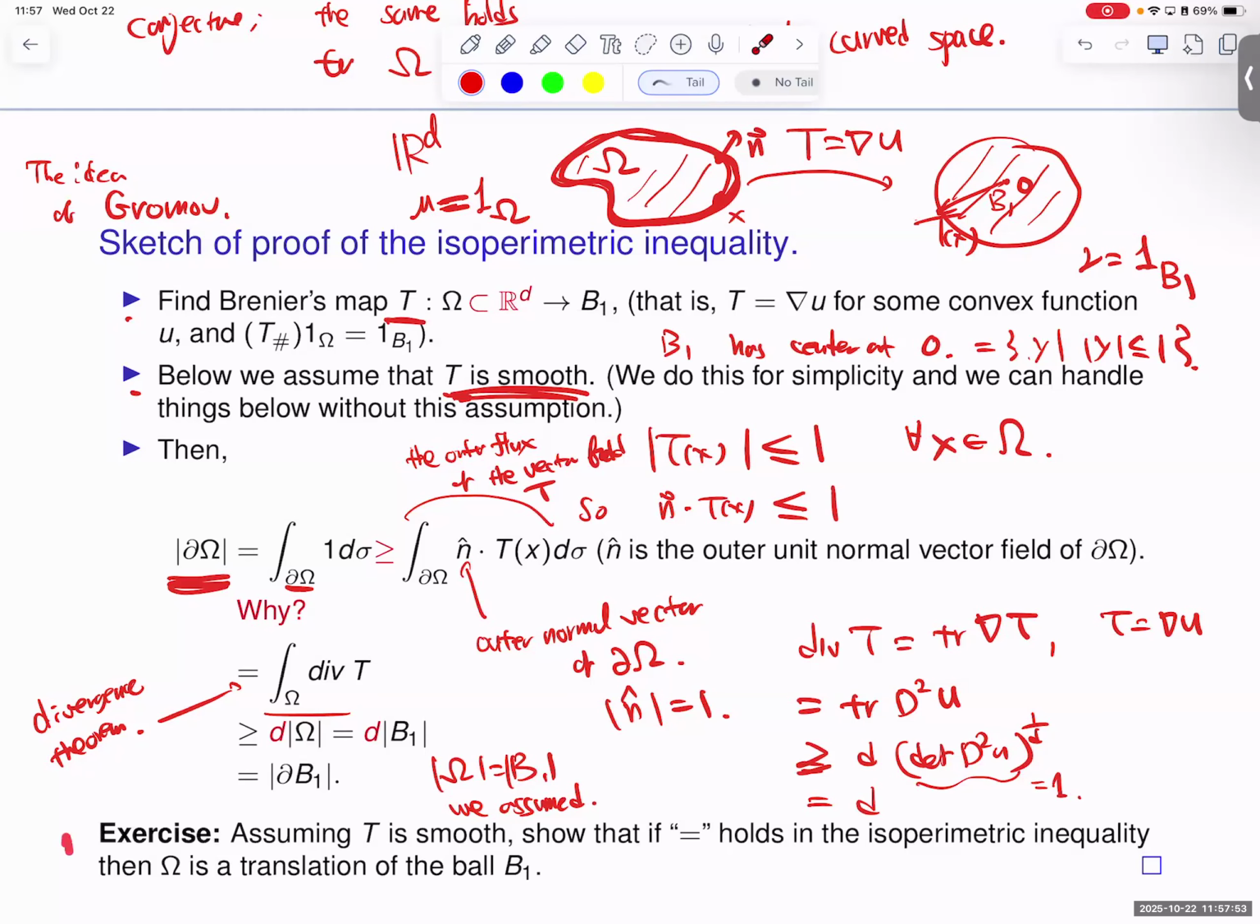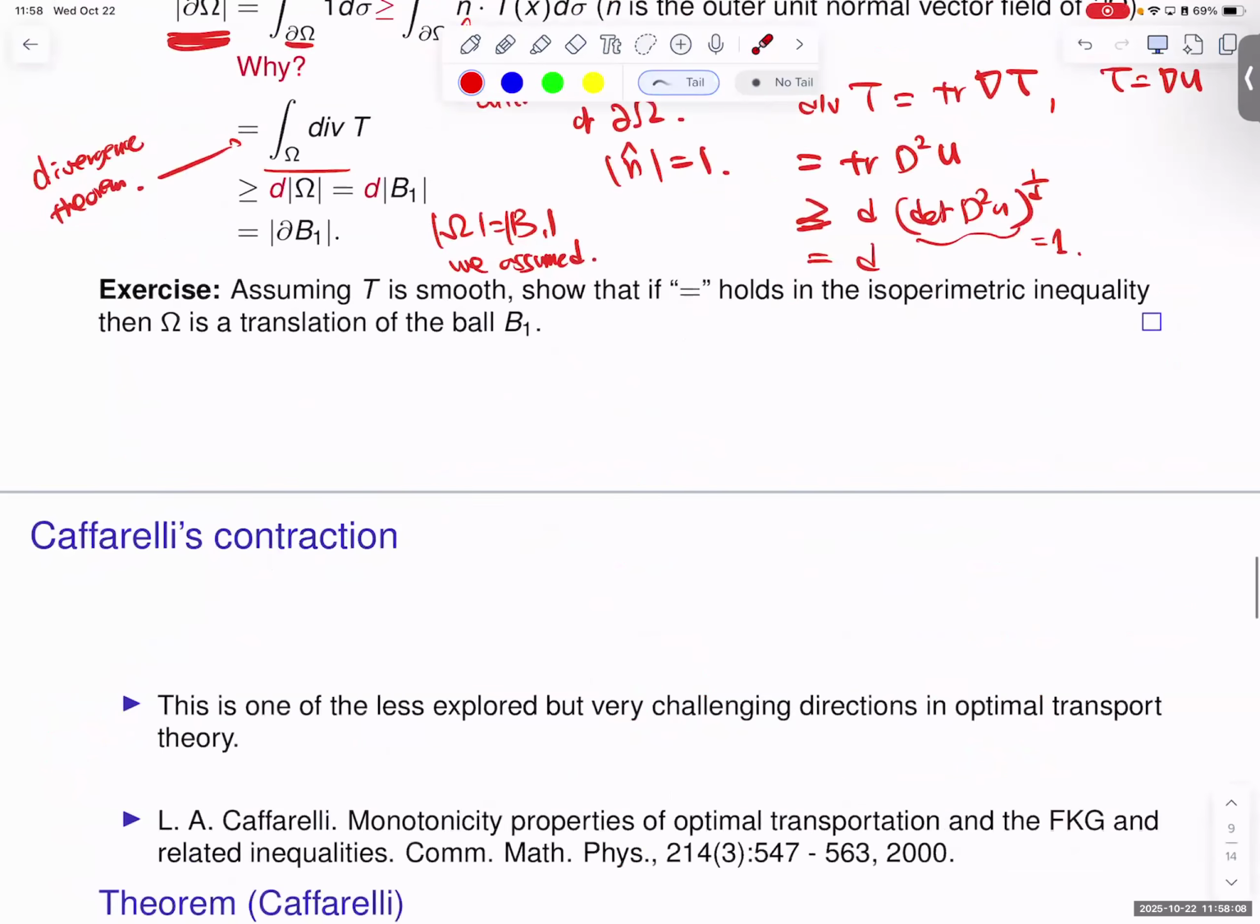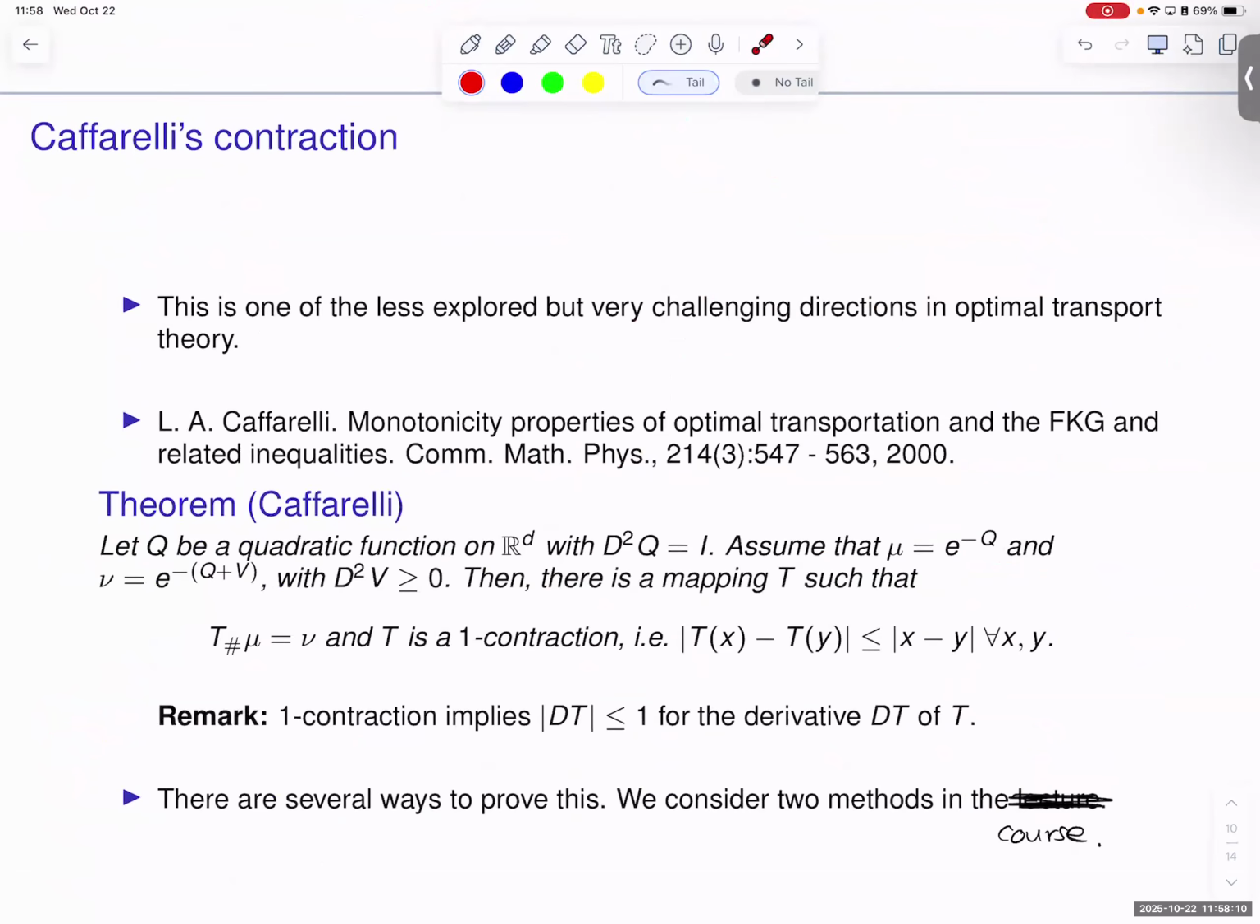And it is your exercise that the equality case only holds when omega is the ball. Okay. That's something you can actually do, so I leave it as your exercise. So that's the isoperimetric inequality. And the next fascinating result, which I really like myself, is Caffarelli's contraction.